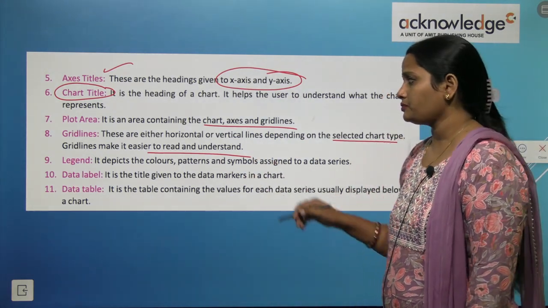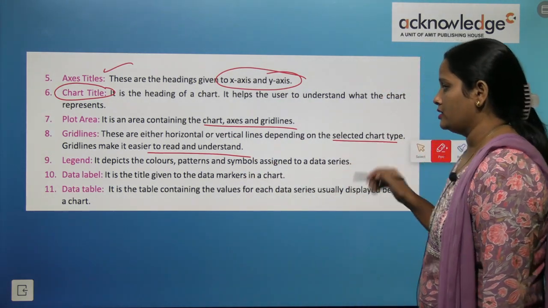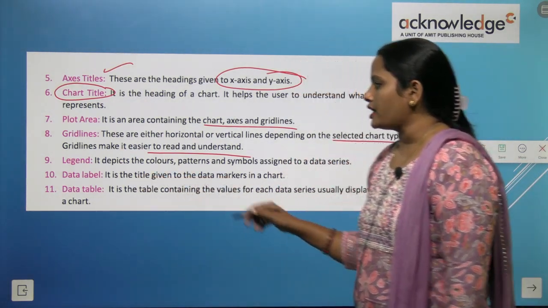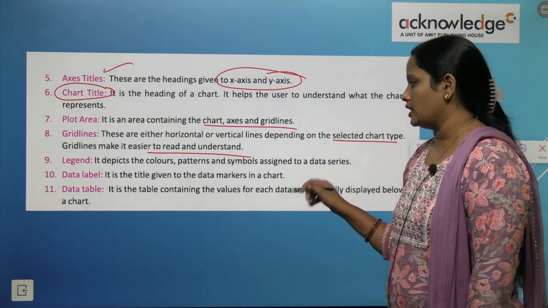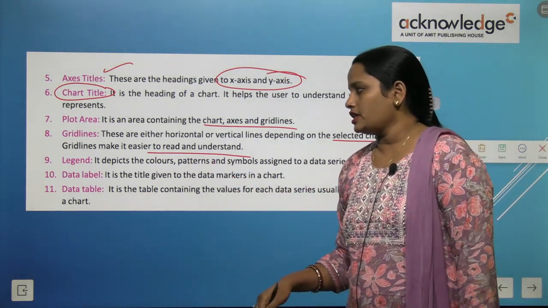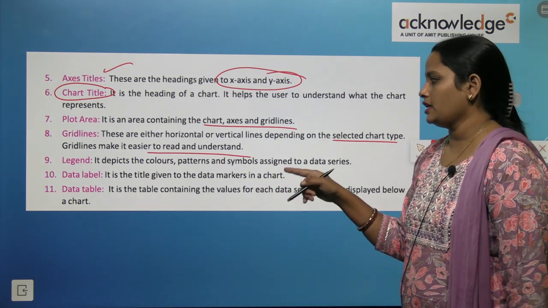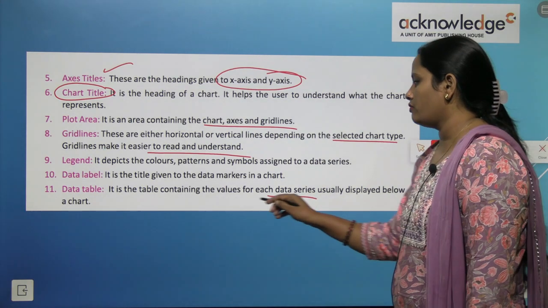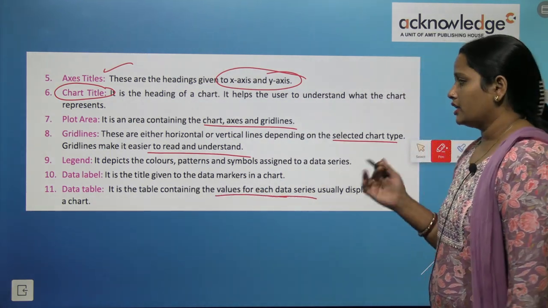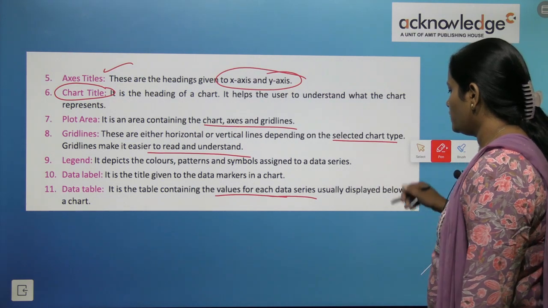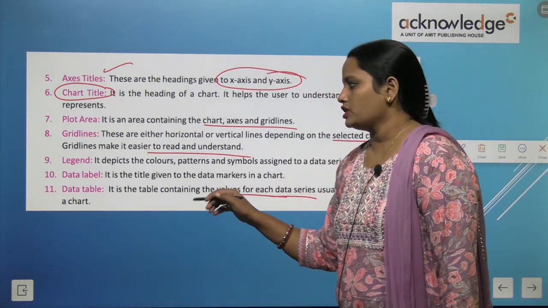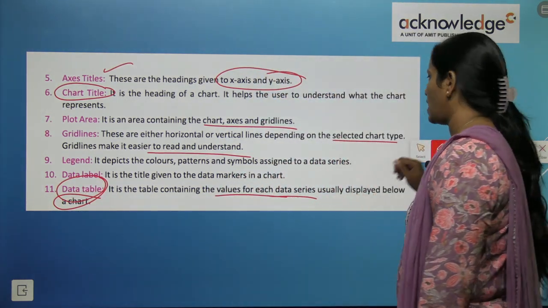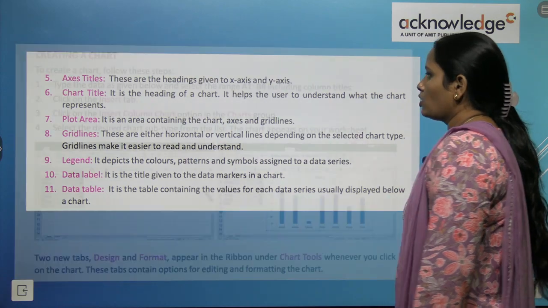Next is legend. It depicts the color, pattern and symbol assigned to a data series. Data label is a title given to the data markers in a chart. Next is data table. It is a table containing the value of each data series, whatever values there are in the data, usually displayed below a chart. So this data table is always displayed below the chart that we have made. So these were the components of a chart.